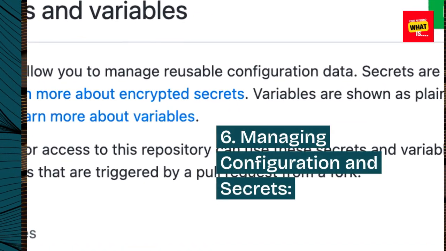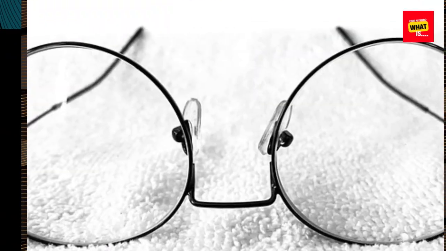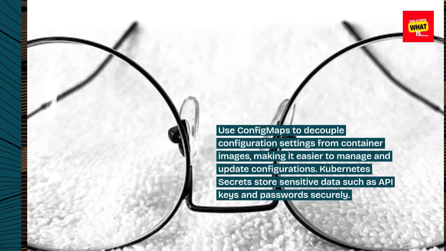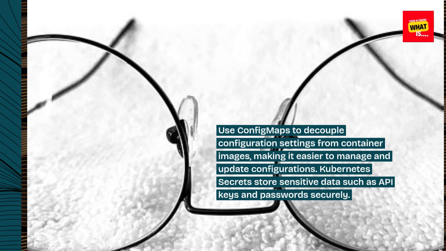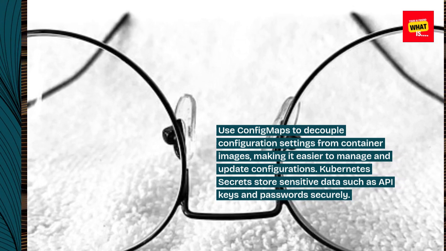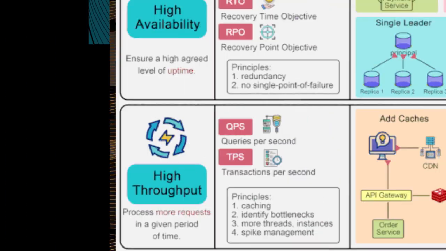6. Managing configuration and secrets. Use config maps to decouple configuration settings from container images, making it easier to manage and update configurations. Kubernetes secrets store sensitive data such as API keys and passwords securely.